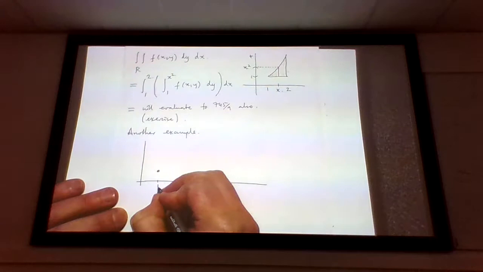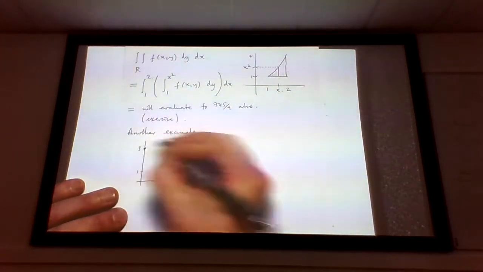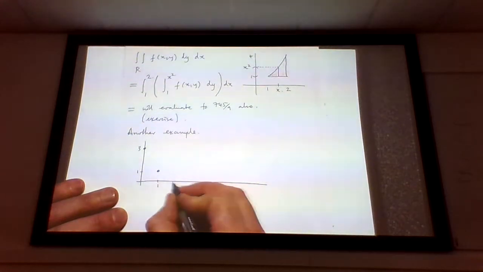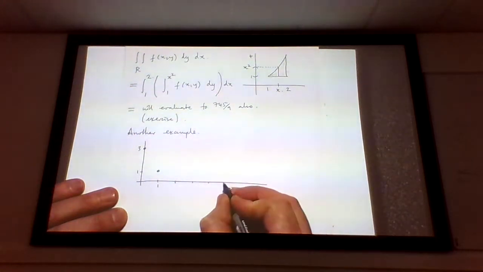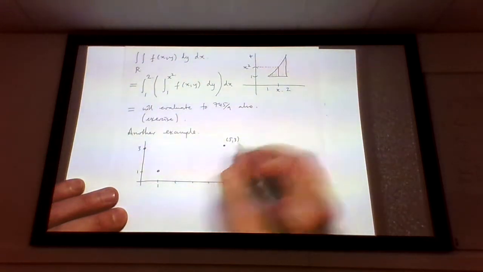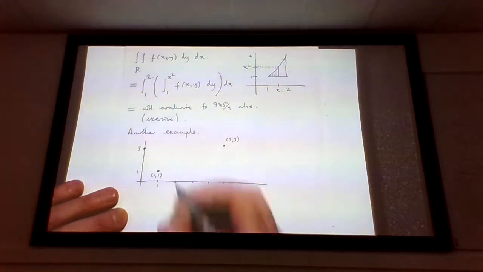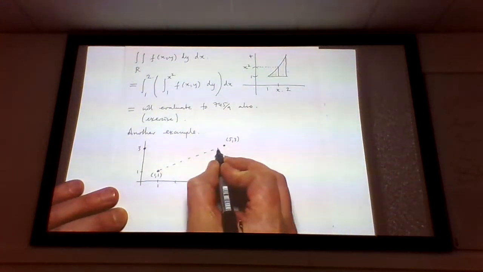I want to talk about the points (1,1), (0,3), and (5,3). 1, 2, 3, 4, 5. The points (5,3), (1,1), and (0,3). And I want to talk about the triangle.